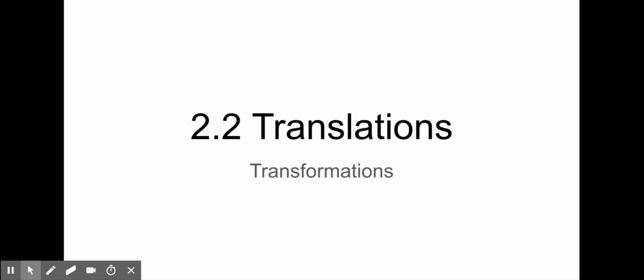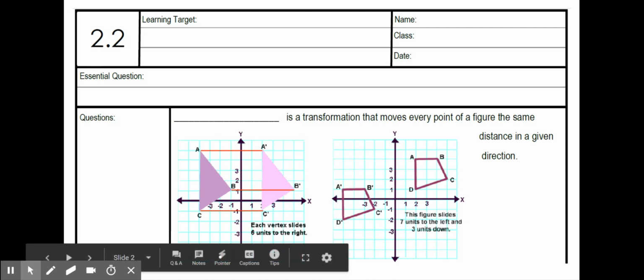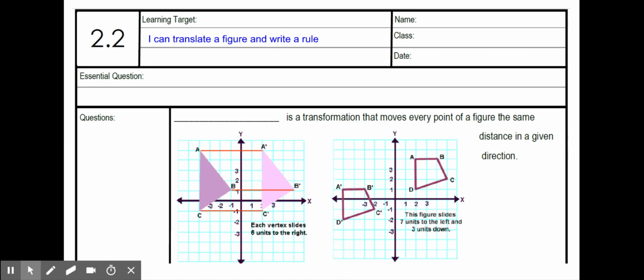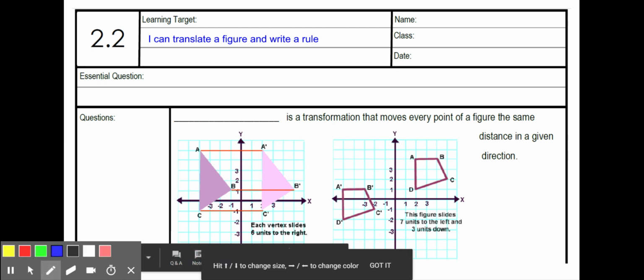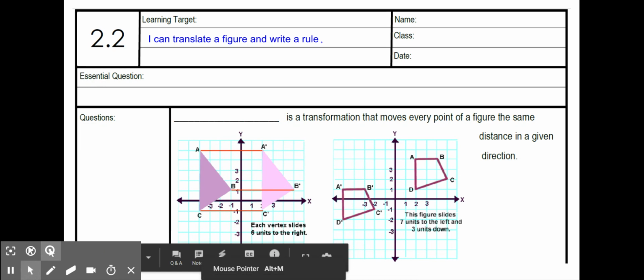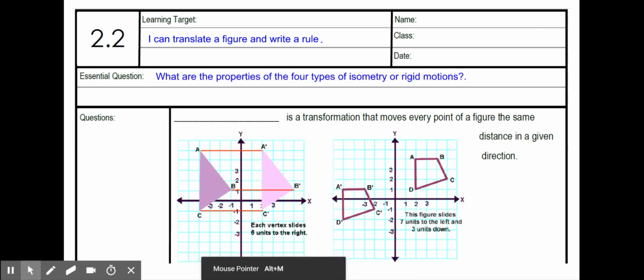Today we're going to look at translations. It's a special form of change of a figure in the coordinate plane. Our learning target today is I can translate a figure and write a rule. Our essential question is what are the properties of the four types of isometry or rigid motion? Feel free to stop the video to get that all written down.